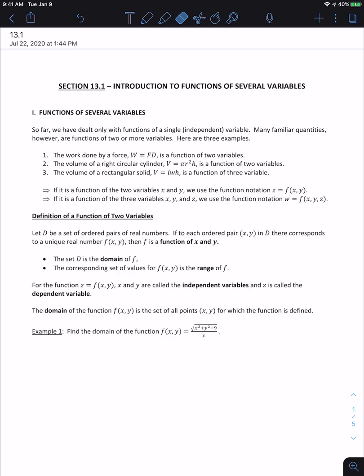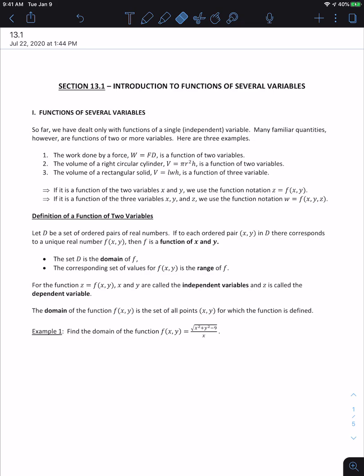Three such examples. One, the work done by a force is equal to the force times the distance. So work is a function of both the variable force and the variable distance. The volume of a right circular cylinder is pi r squared h. So that's a function of two variables, the first being the radius r and the second being the height h. And the volume of a solid is length times width times height. So that's a function of three variables because I have a length, a width, and a height.